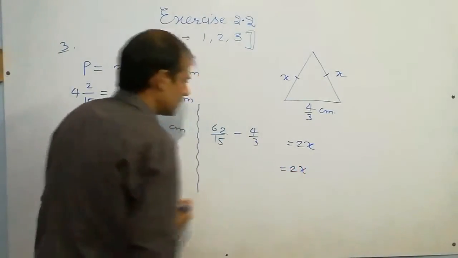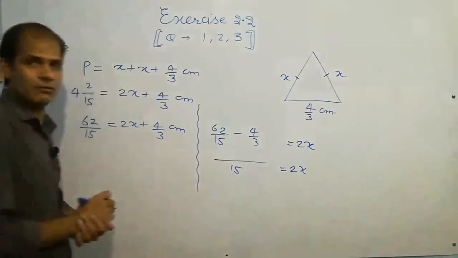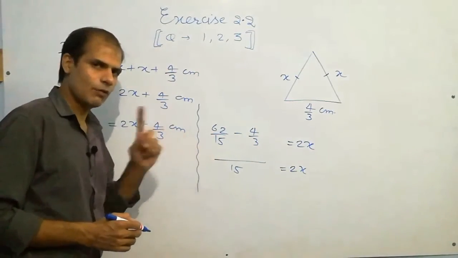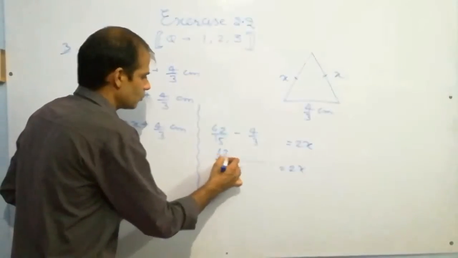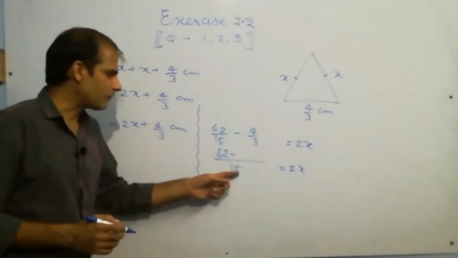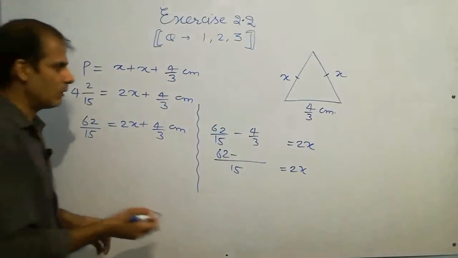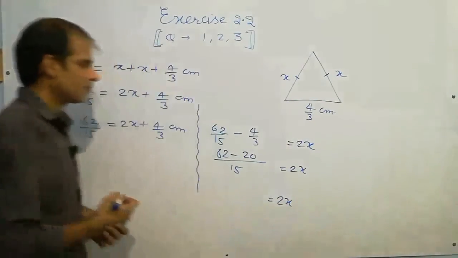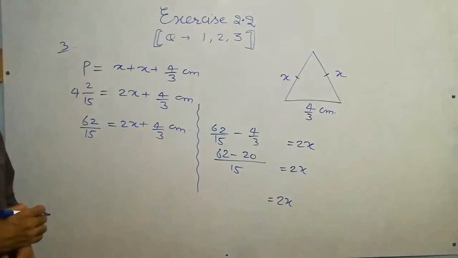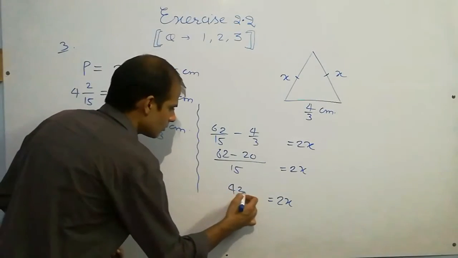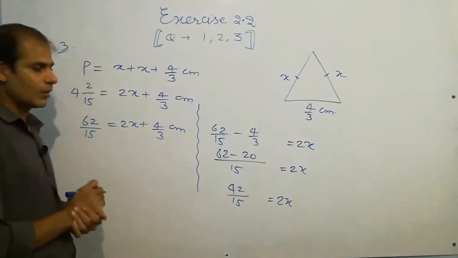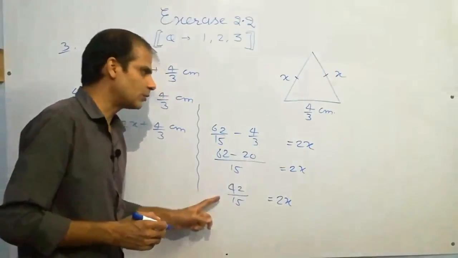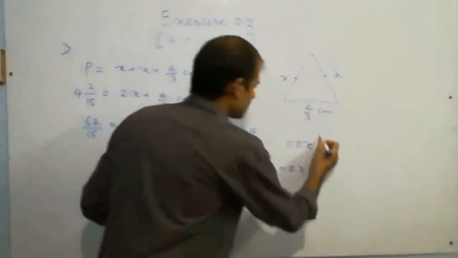You can take the LCM, 15. Now divide 15 by 15, one time, multiply 1 by 62, we have 62. Divide 15 by 3, 5 times, multiply 5 by 4, 20. Now 2x equals, what is 62 minus 20? It is 42, so 42 upon 15. Now to find the value of x, this is multiplication, it is converted into division.